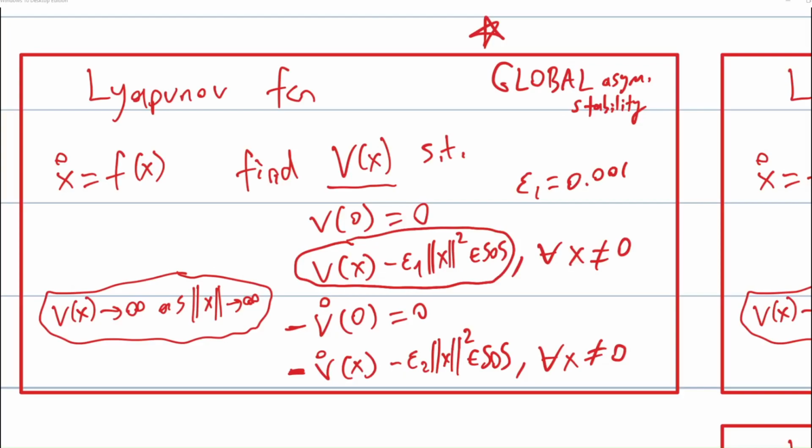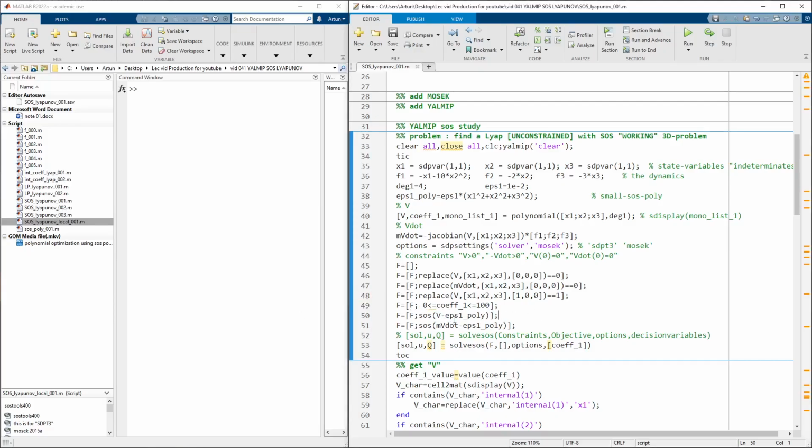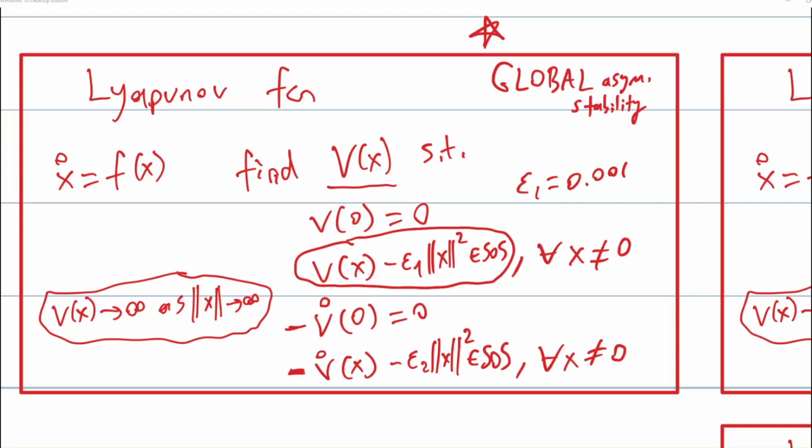Let's go back to MATLAB. Yeah, V minus epsilon polynomial, and the epsilon polynomial is like this expression, and that term must be SOS. Okay, and also the same. Let's get back to the board. Okay, and here the same constraint; again, we are imposing that constraint.